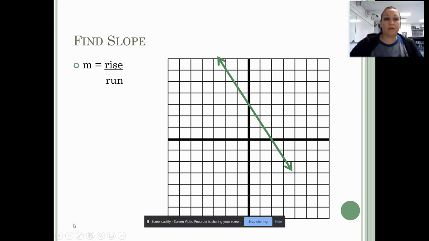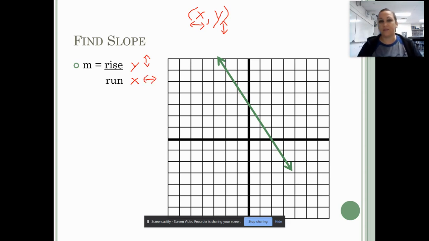This can get a little bit confusing when we think about an ordered pair, because in an ordered pair, we do the run first, the x first, and we do the rise second, the y second. So the x goes left and right, and the y goes up and down. But on a slope of a line, we're actually going to do the rise first. That's my y. That's how far up and down it goes. And we're going to do the run second. That's my x, and that's how far left and right it goes.